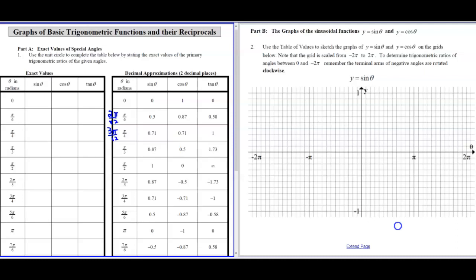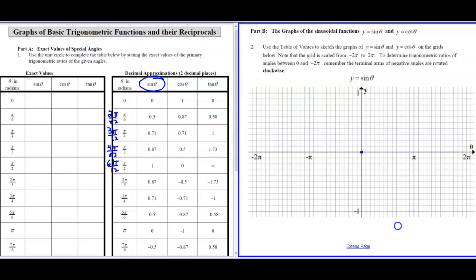Pi over 3 is the same as 4 pi over 12. Okay, pi over 2 is the same as 6 pi over 12. 2 pi over 3, so you can do that. You'll get the pattern of it as we go through. For the first graph, we're only looking at the sine values. Okay, so that's saying when theta is 0, the sine value is 0. That's your x-intercept and your y-intercept.